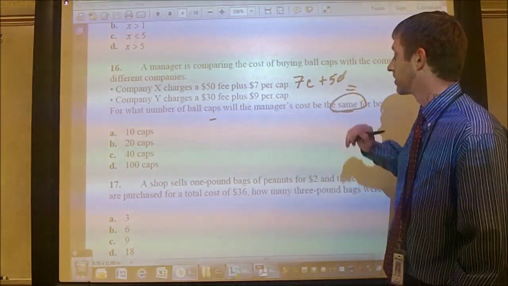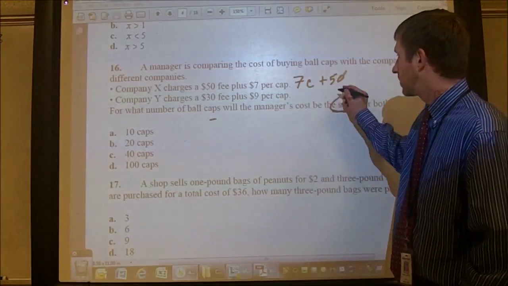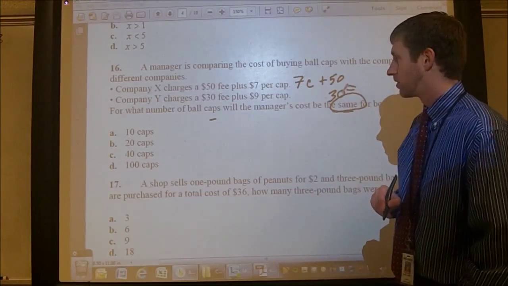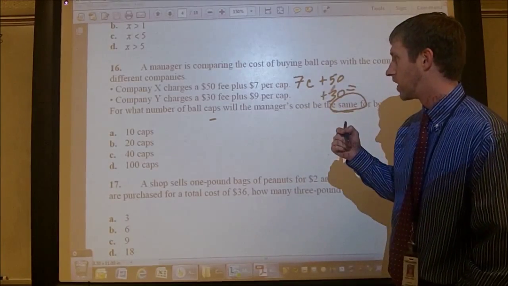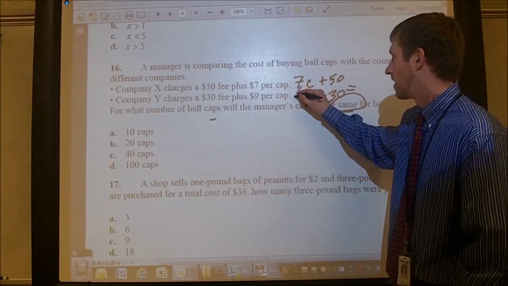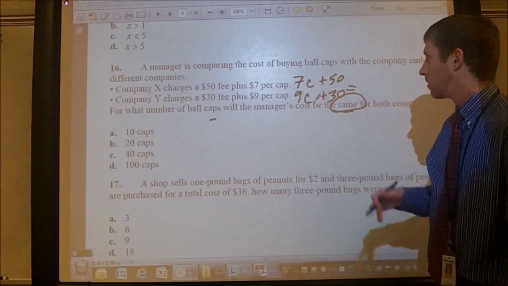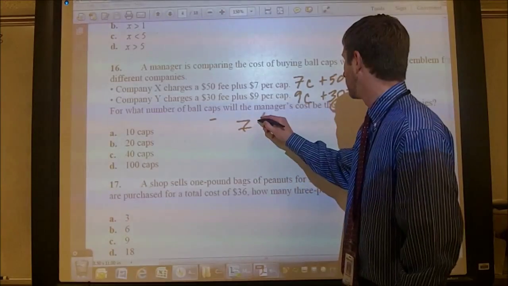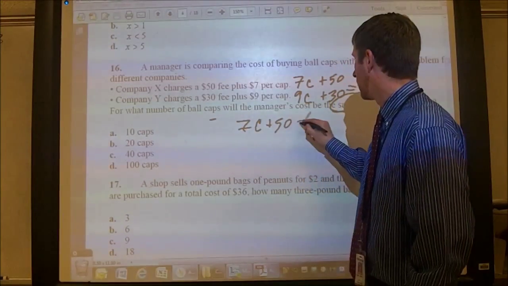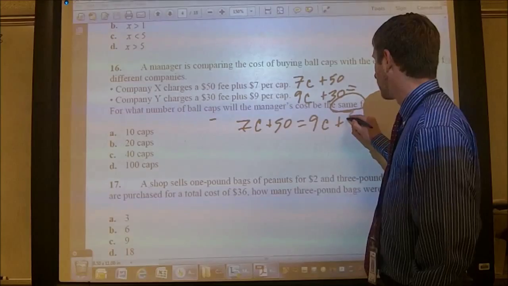That's your starting cost. For company Y, they start out by charging you $30. That's a fee that's going to be there no matter what. But then their rate of change, their slope, is $9 per cap. And so we want to see when these things are equal. 7C plus 50 equals 9C plus 30.